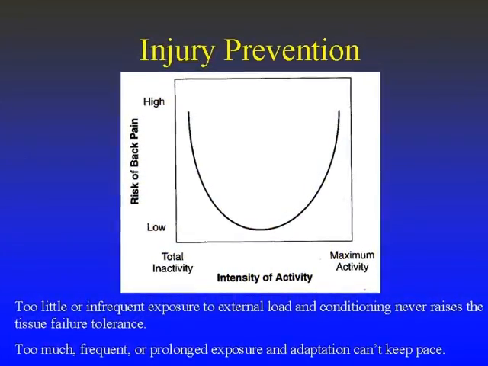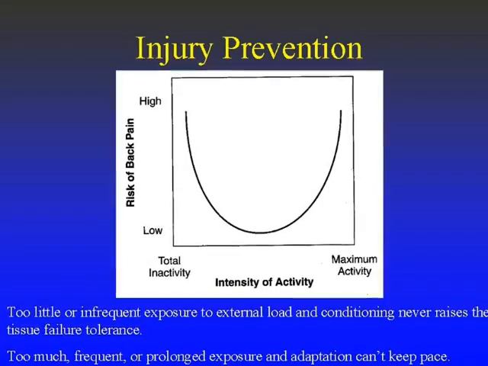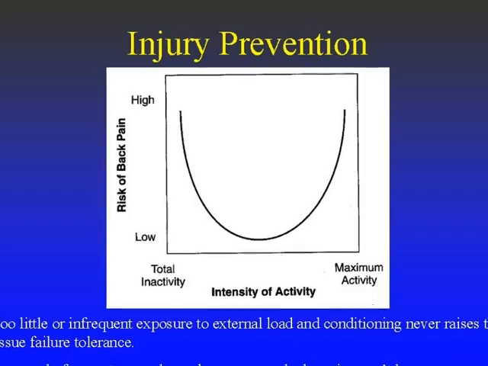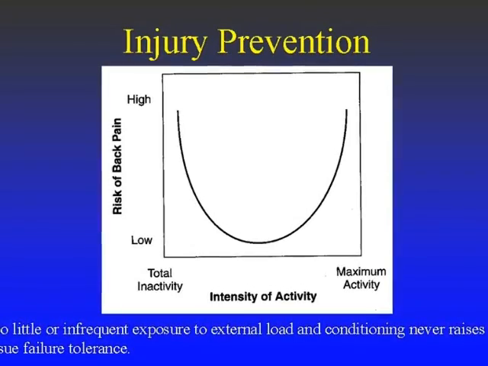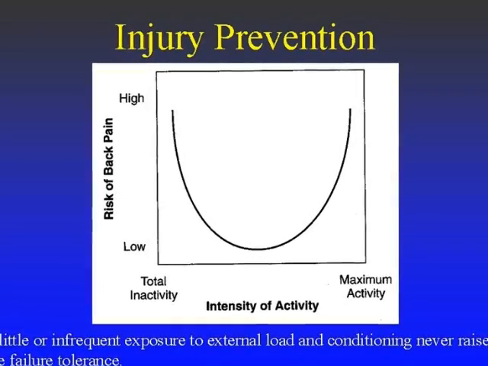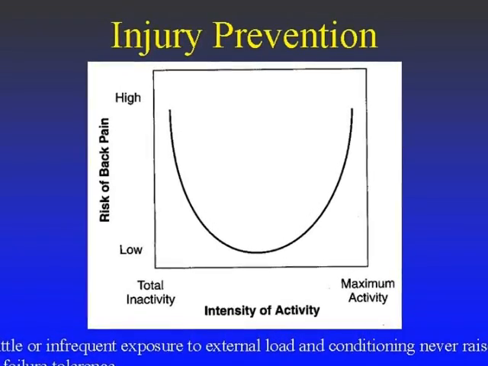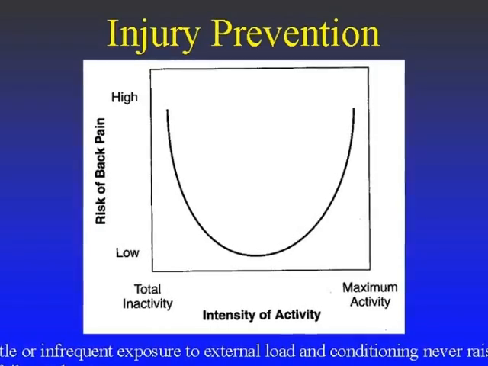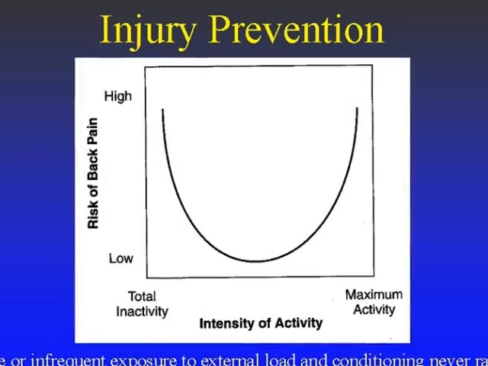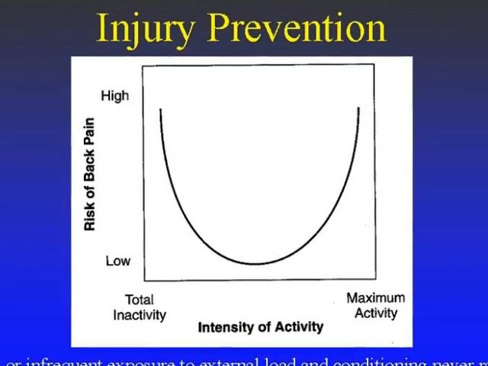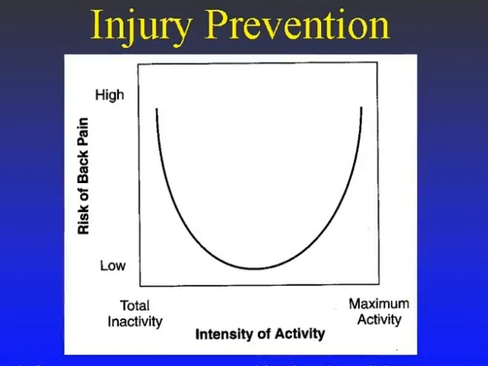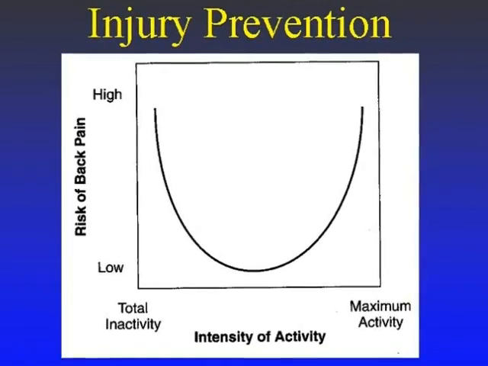This graphic represents where back pain occurs relative to our activity levels. We're looking at a U-shaped curve. In other words, on the left side of the scale, where total inactivity is, we see that there is increased risk of back pain. And on the right side, as we approach maximum activity, we see the graph goes up again, representing increased risk for back pain. We want to be right there in the middle somewhere, not too much, but enough activity to keep out of trouble.